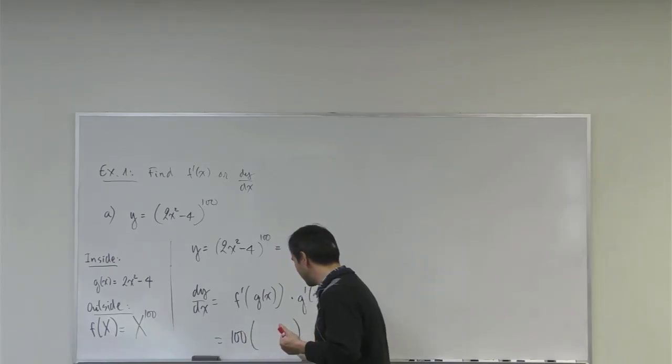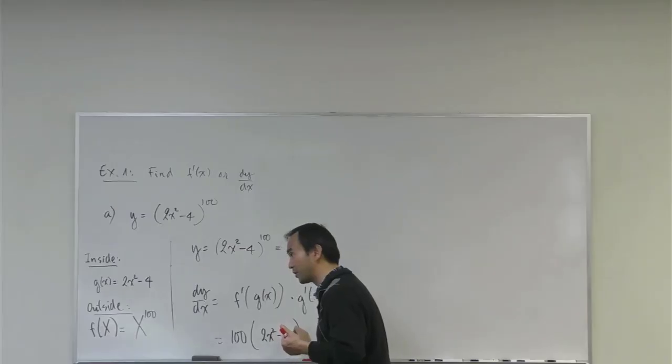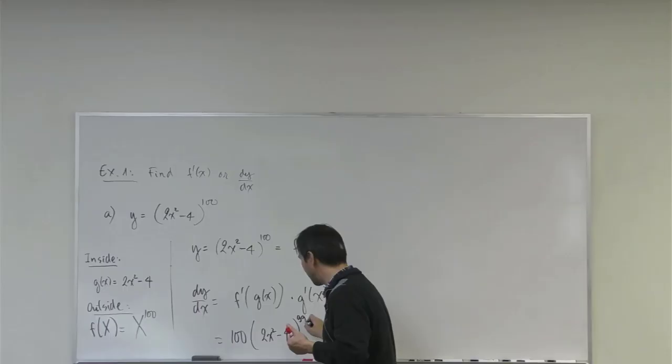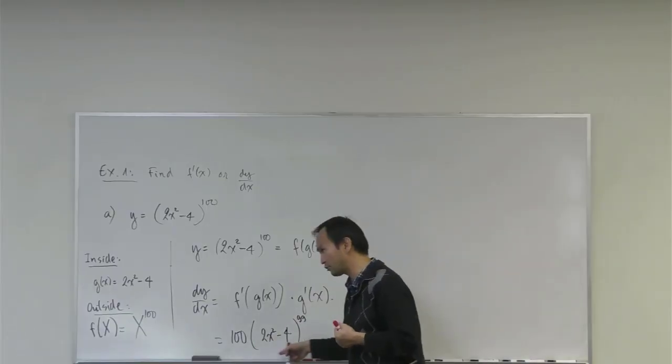The big X is here, but we don't really need to throw in the X. The whole inside of that we recognize as the g of x here. I put that inside, 2x squared minus 4. And the power of the outside goes down to 99, right? Because it's the power minus 1. So that took care of the derivative of the outside.